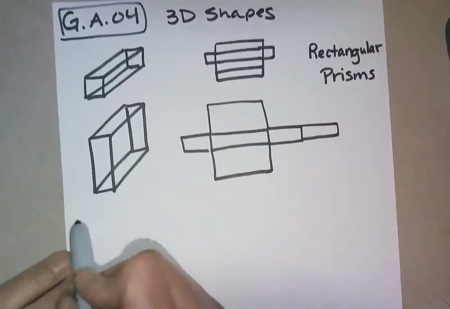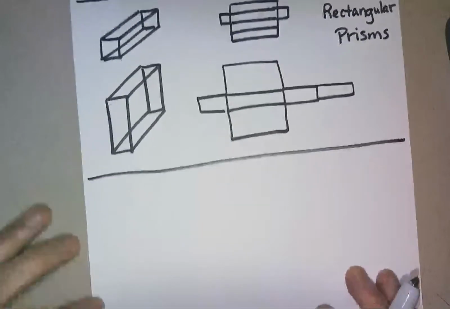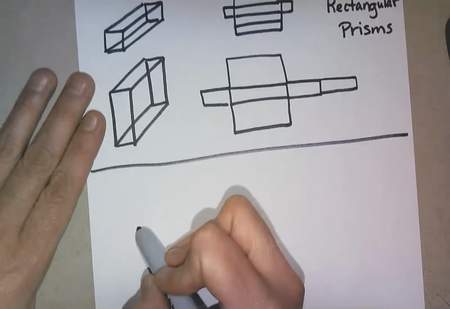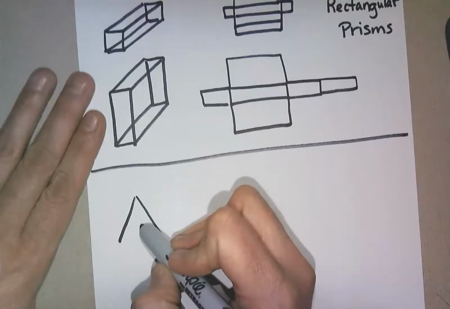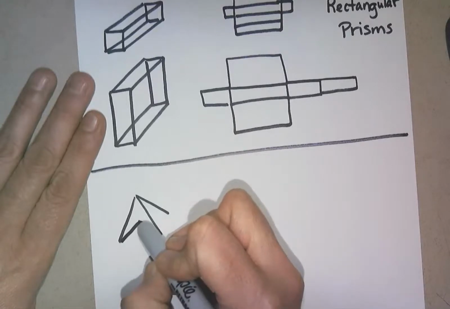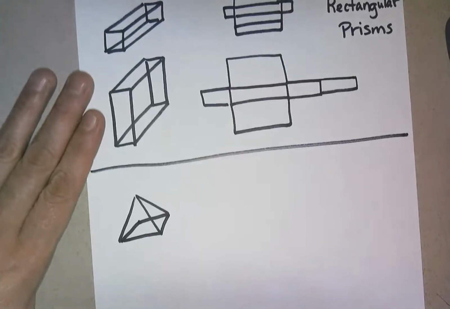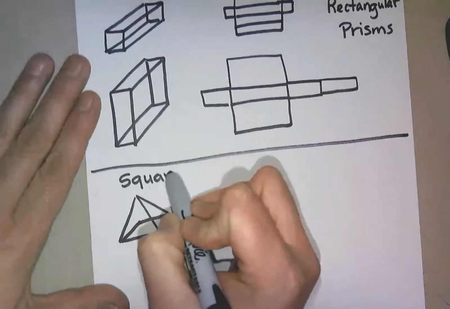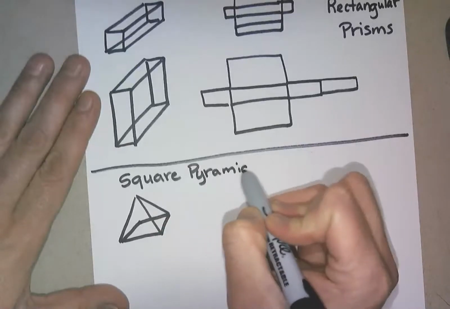Now let's take a look at the other two shapes we're going to look at. And that's going to be the square pyramid. Now when I draw the square pyramid, start like this. And then I draw another line like this. There we go. And this is called the square pyramid. The reason why it's called the square pyramid is because its base is a square. So you can see that right there.